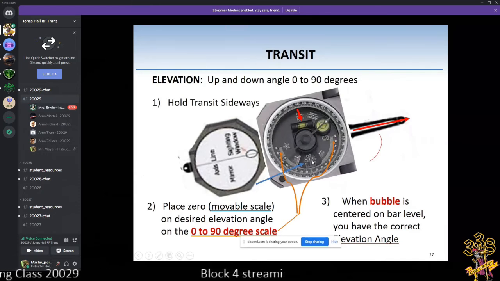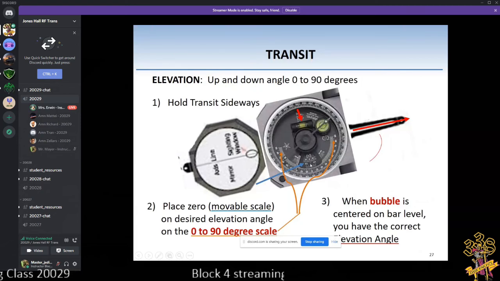We're also going to be using, I forget what this is called, but it's a movable arm and it has a little scale. I think it goes from 30 to 0 to 30. 0 right here in the middle is what we're interested in. There's a little thing on the back of the transit that you can move, and when you move it, it moves this whole thing around that area right there.